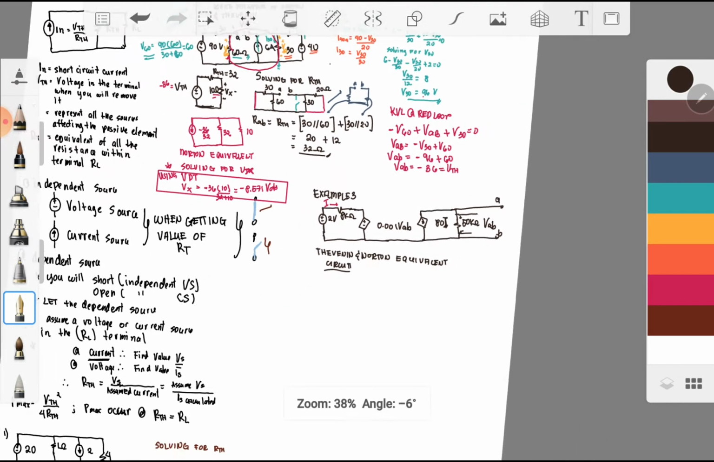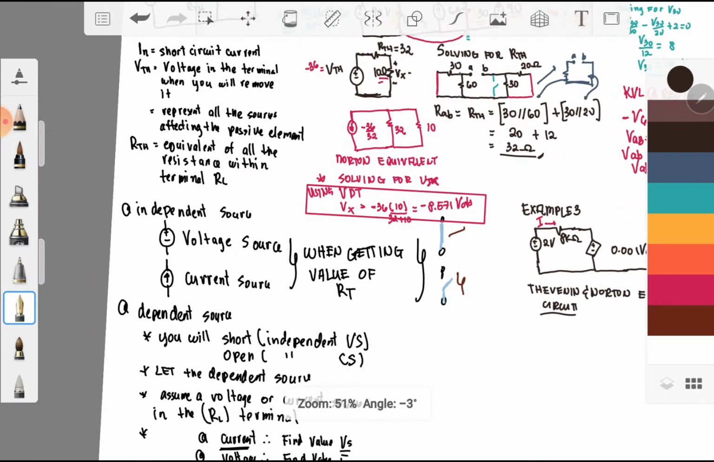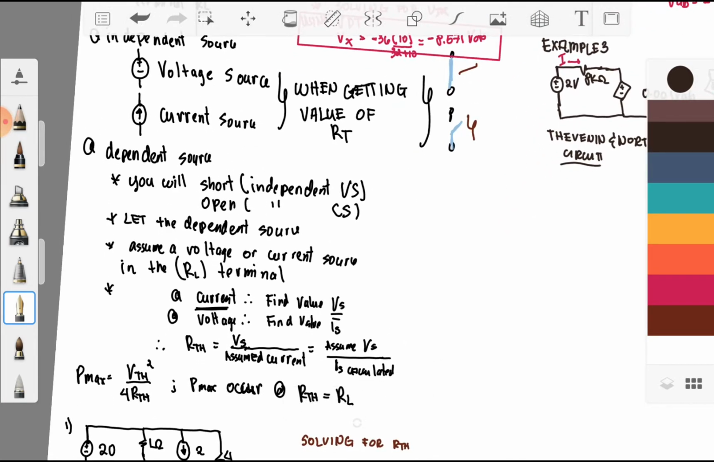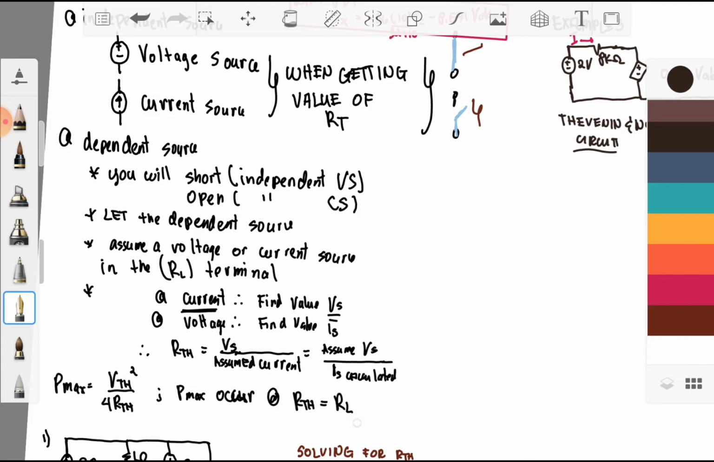So let's go back to our discussion a while ago. That when there is a dependent source, you will still short the independent voltage source and open the independent current source. Then let the dependent source be there. The next is you will series a current source or a voltage source into the terminal of your RL. But in our RL, in this problem is that your terminal AB wherein RL is 0, therefore shorted siya.